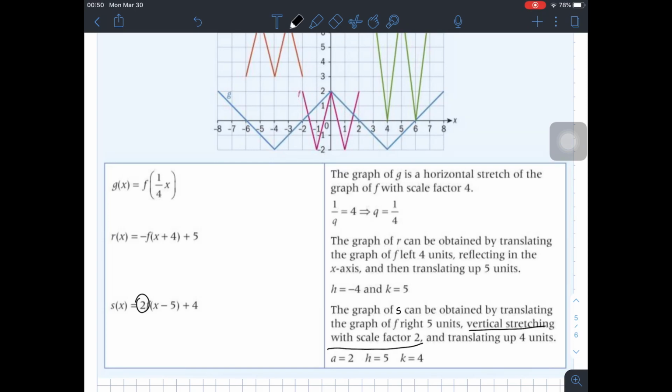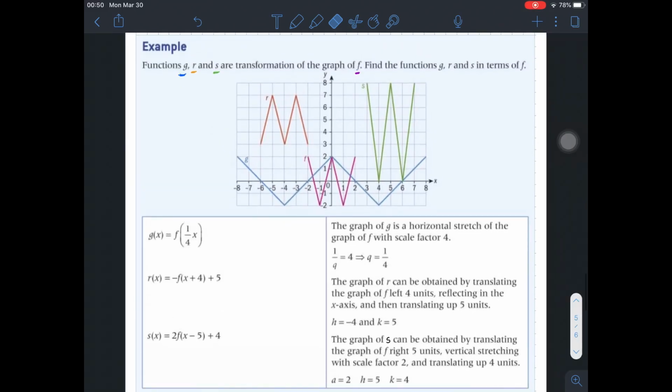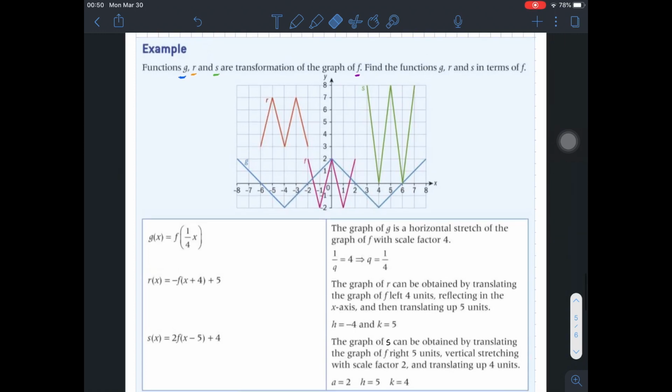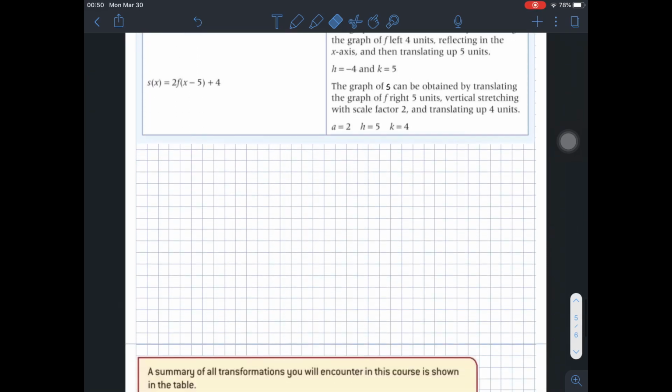And then the +4, it says vertical stretching with a scale factor 2 and translating up 4 units. All of the points are translated 4 units, okay? So I'm going to leave this to you. If you want to analyze this more in depth, you can read this and try to understand it better. But this is a tough example where you are also going to practice with some of these exercises in order to really understand what transformations are.